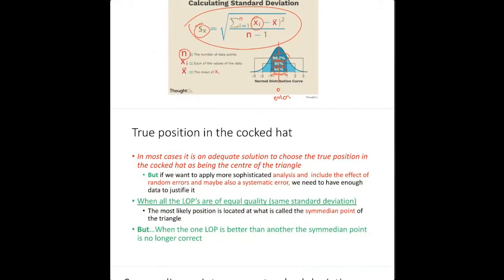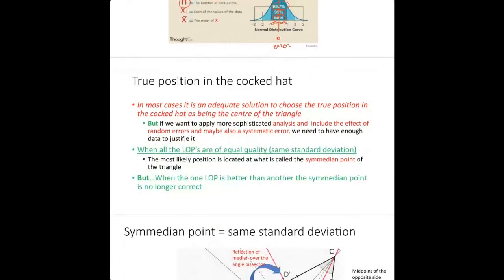Voilà. Now, in most cases, when we want to determine the true position in the cocked hat, it's an adequate solution to choose the true position in the cocked hat as being, as we did in the exercise that I showed you earlier, the center of the triangle. Okay, but if you want to be more precise and more sophisticated, you may also want to exclude the influence of random errors on your position.